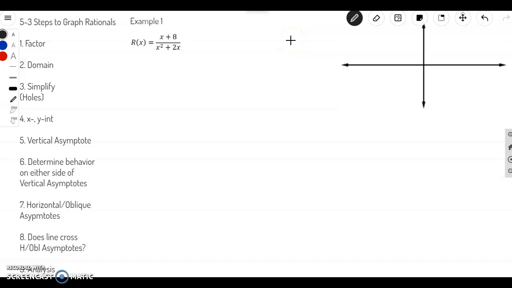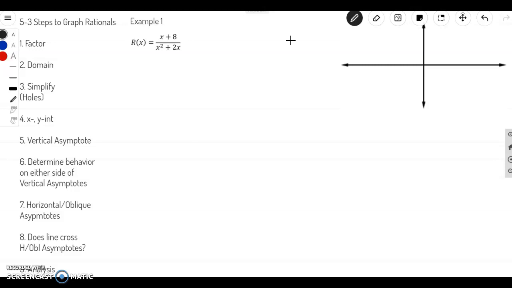Hey, this is Mr. Olmec, and we're talking about section 5.3, and in particular we're talking about how do we go from the equation of a rational function to the graph of a rational function. And so you'll see over here on the left-hand side we have 9 different things that we need to be able to do. If we do all of those and we use the graph, we can figure out what this graph actually looks like.